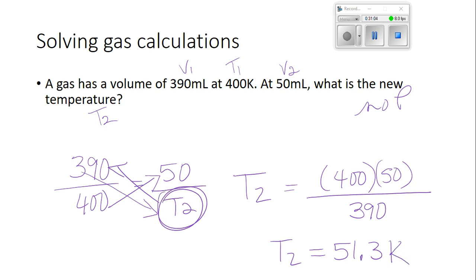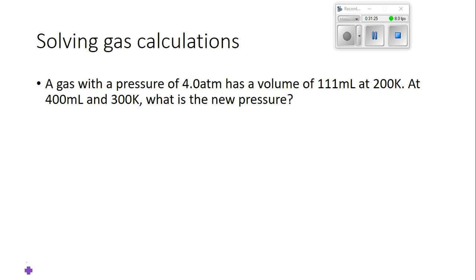So I look at it and ask, does this make sense? It was 390 milliliters at 400 K, and now it's all the way down to 50 milliliters. So it shrunk incredibly, and to shrink that much, it must have been very cold. 51.3 K, very, very cold. All right, let's keep moving on.